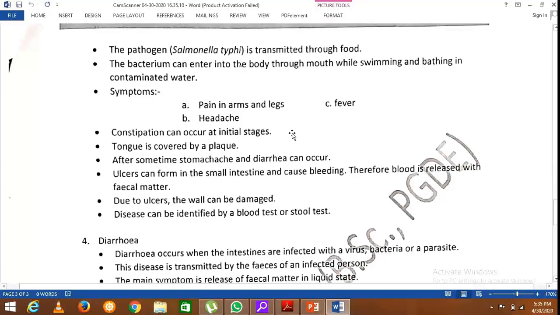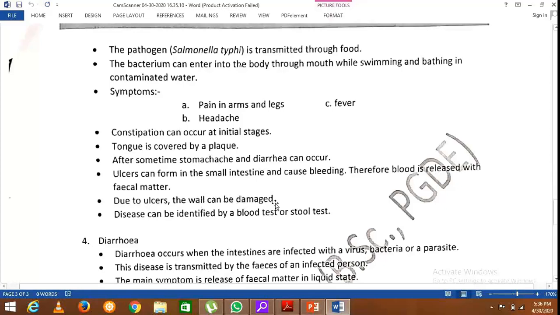So at the initial stages, constipation can occur, and when we observe the tongue of a patient who is suffering from typhoid, there is a plaque over a white color layer on the tongue, and after some time stomach ache and diarrhea can occur, and ulcers can be formed in the small intestine causing bleeding. Therefore, blood is released along with fecal matter. Due to ulcers, the wall can be damaged.